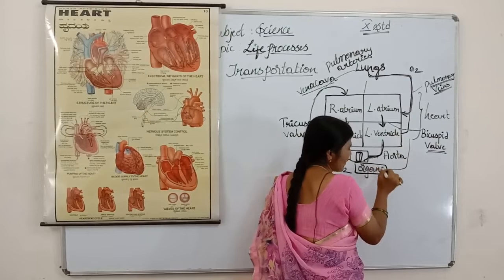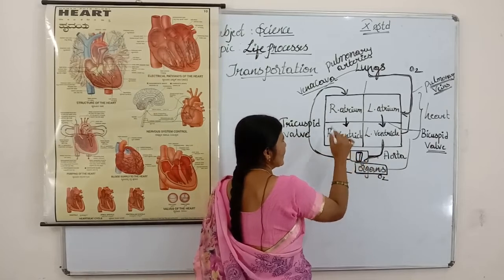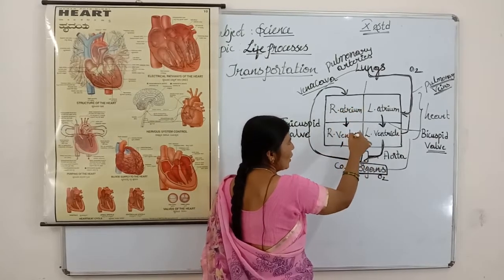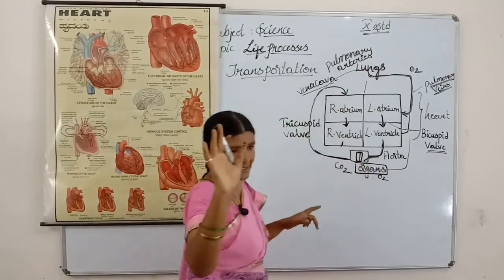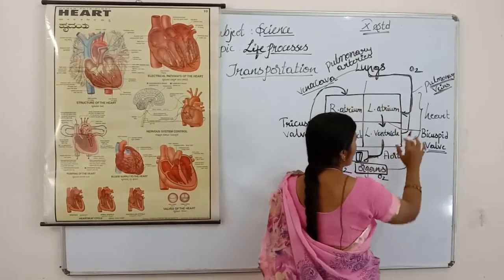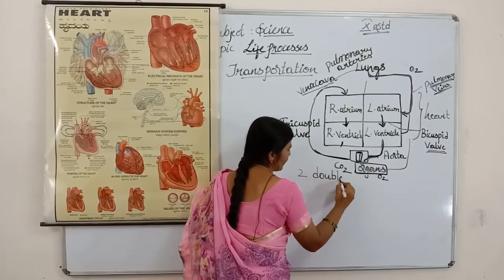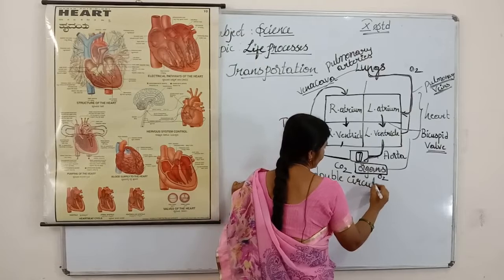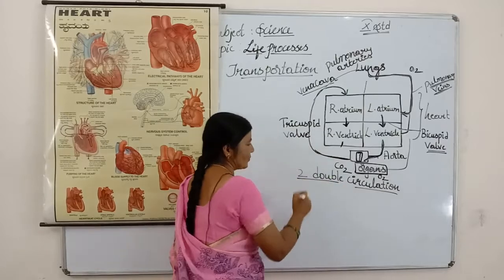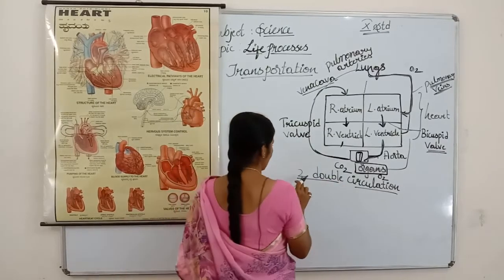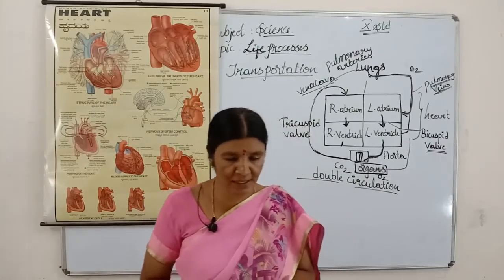From all organs of the body, the blood carrying carbon dioxide again reaches right atrium, and from right atrium to right ventricle, and from right ventricle back to lungs. Means twice the blood is entering the heart, 2 times, so it is called double circulation. Double circulation. 2 times, twice. 2 times it is entering, so it is called double circulation.